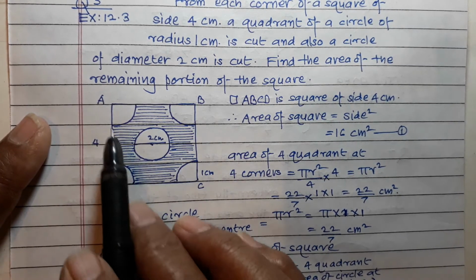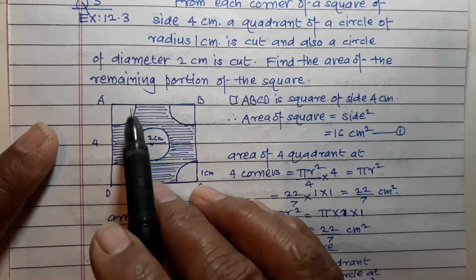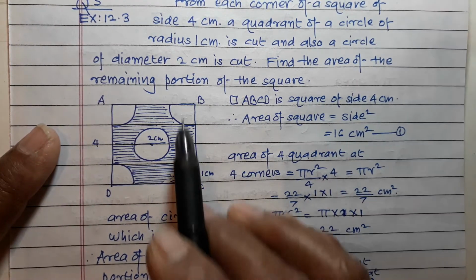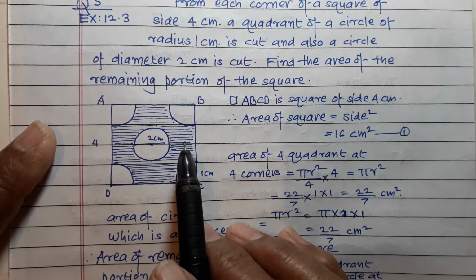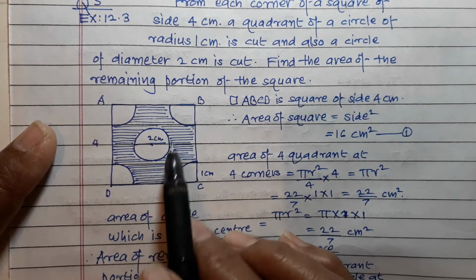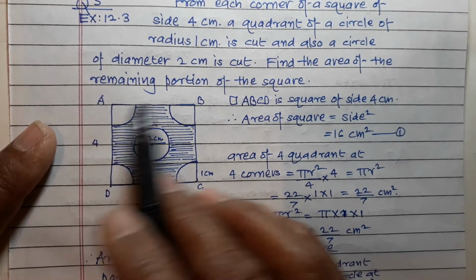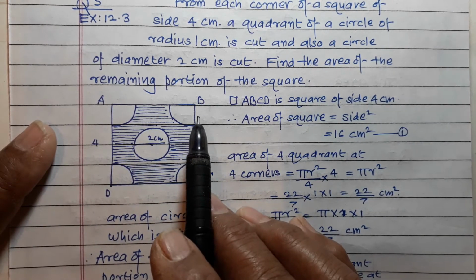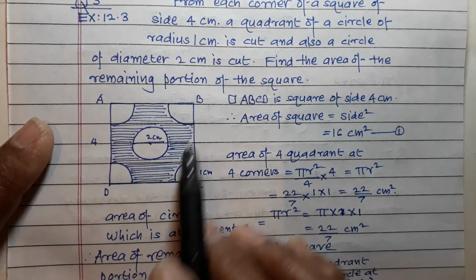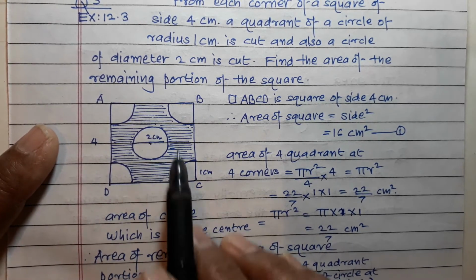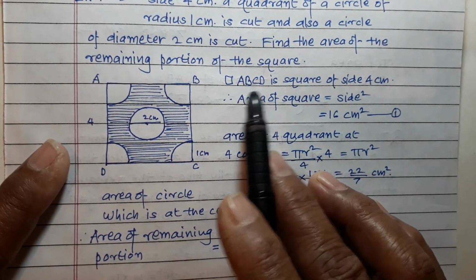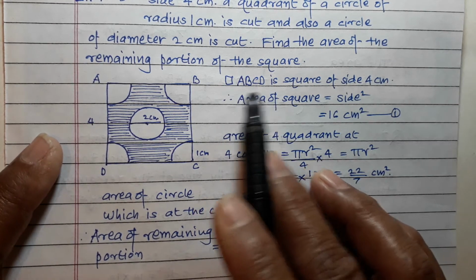So find the area of the circle, then the area of this quarter plus this quarter plus this quarter plus this quarter, meaning 4 quarters. That means one full circle. The area of these, we subtract from the area of the square, and you will get the area of the shaded region.